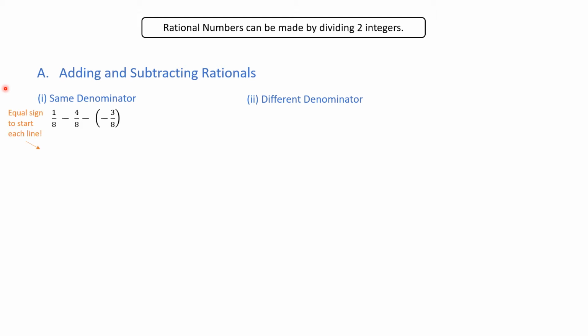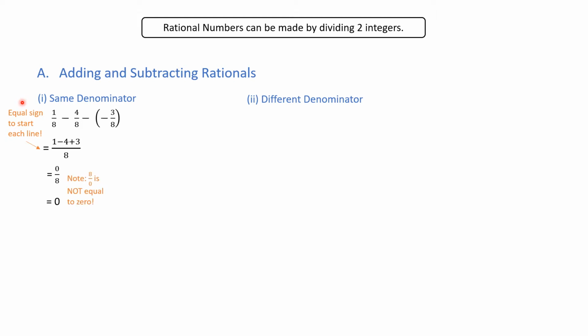First of all, remember you have to start each line with an equal sign, and we have to write below, not beside. So all I'm going to do is put the single denominator 8 because they all have the same denominator, and then I've got 1 minus 4. These two negatives together here make a positive, so that becomes a +3, and then we just add and subtract, and we get 0 over 8. So 0 over 8 is better written as 0.